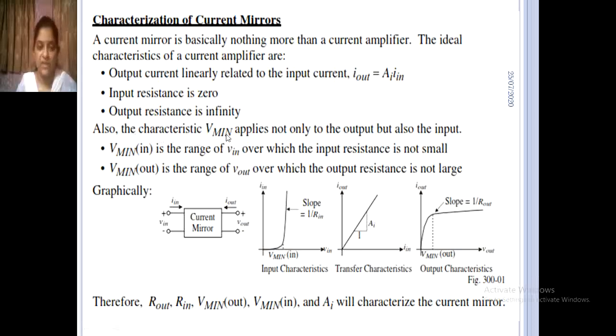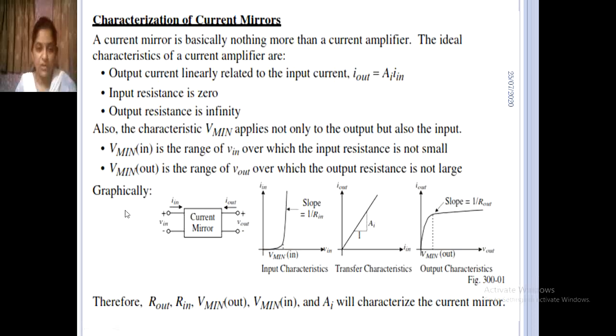So input resistance is 0 and output resistance is infinity. Also, the characteristic of minimum voltage V min applies not only to the output but also the input. V min in is the range of V in over which the input resistance is not small, and V min out is the range of V out over which the output resistance is not large.